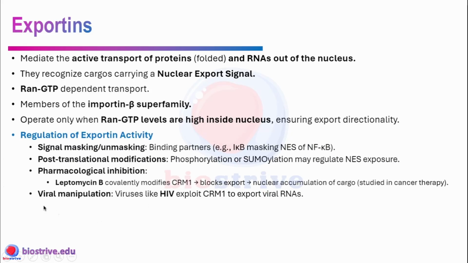Again, regulation is very similar to what we talked about earlier: signal masking, unmasking, and post-translational modifications. There are some viral manipulations in the case of viruses like HIV, which exports the CRM1 receptor to export the viral RNAs, and there can be pharmacological inhibition with some drugs. The main drug you can remember is leptomycin B, which covalently binds to this receptor and blocks the export.